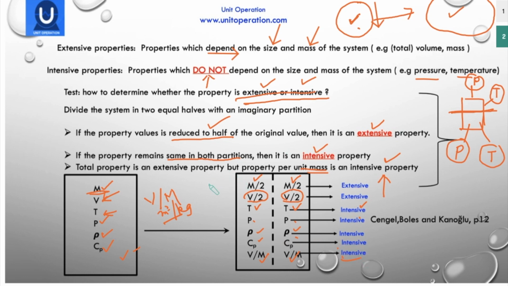So as you can see, if you take an extensive property and you divide it by mass, then of course it becomes an intensive property. So that is the trick.